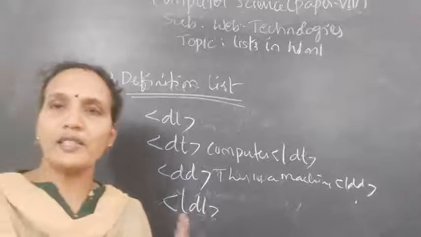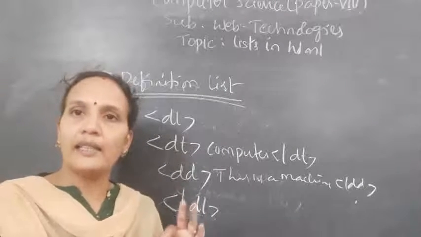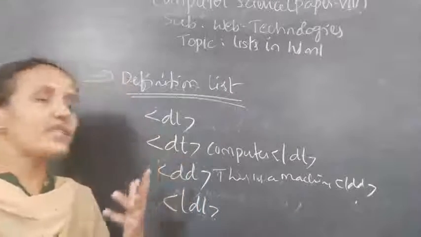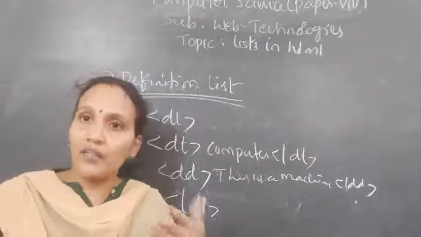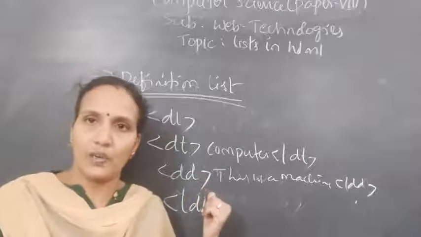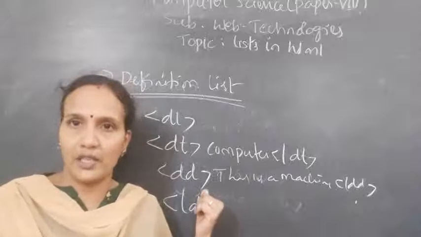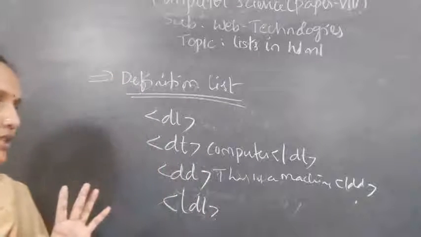So a definition list starts with the DL opening tag and ends with the DL closing tag. Whichever word you are giving a definition to, that is called a DT, and the definition you are giving is nothing but the description. This is a definition list.